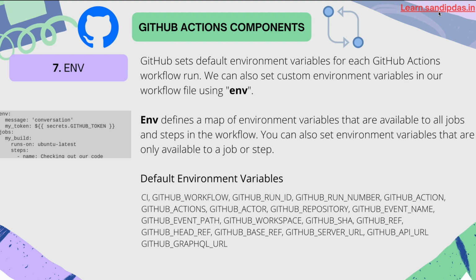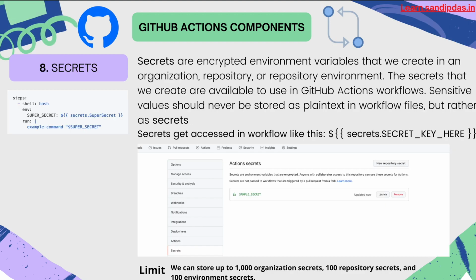Now, env defines a map of environment variables that are available for all the jobs and steps in the workflow. You can also set environment variables that are only available to a job or step. Okay. Now let's learn about the default environment variables. GitHub Actions gives us these environment variables as default.